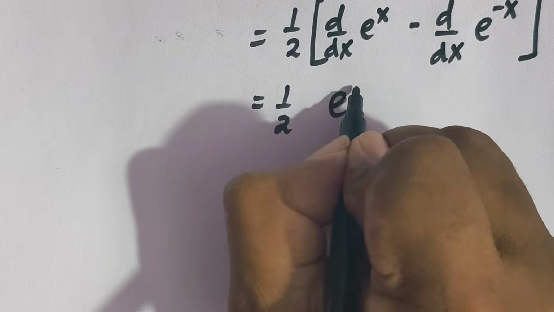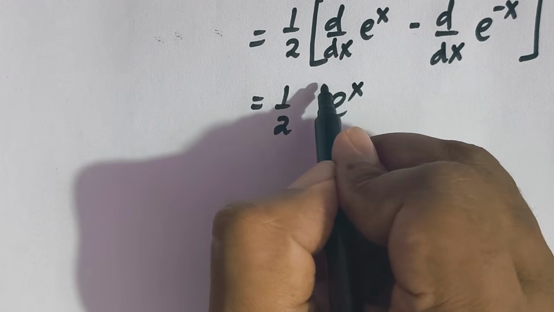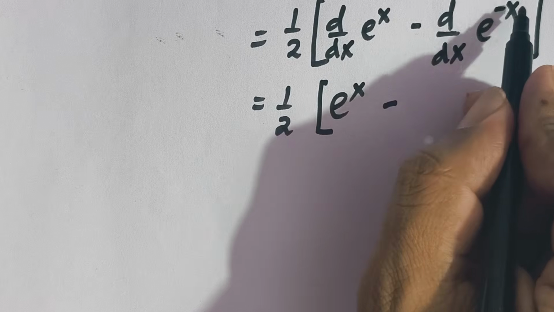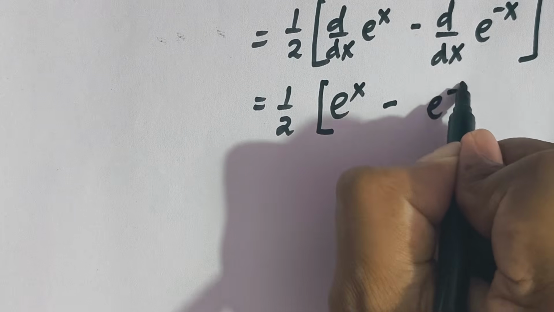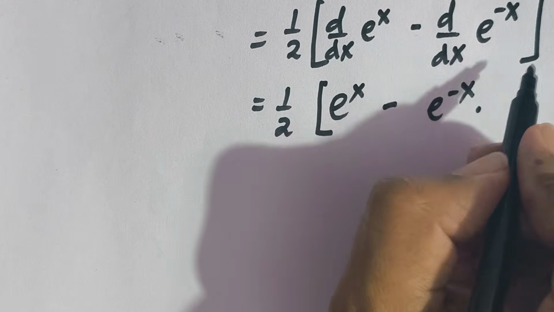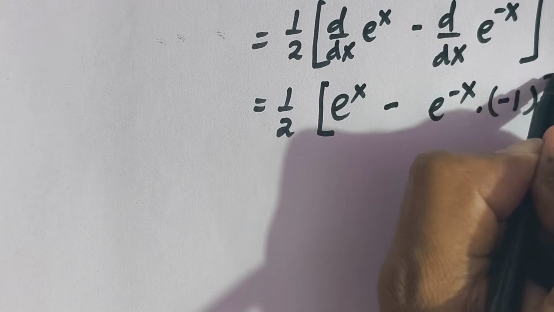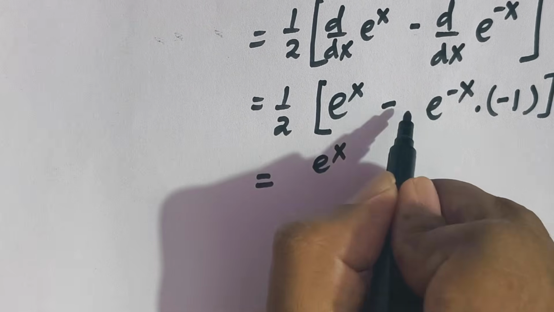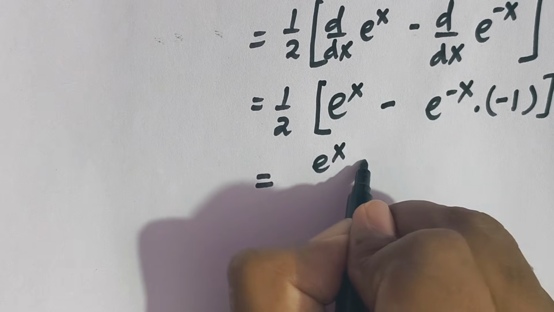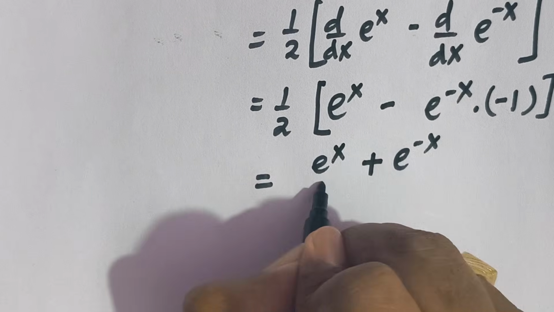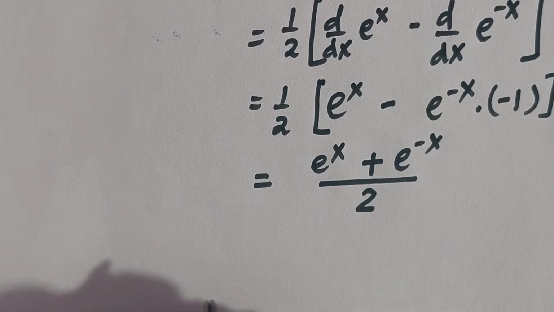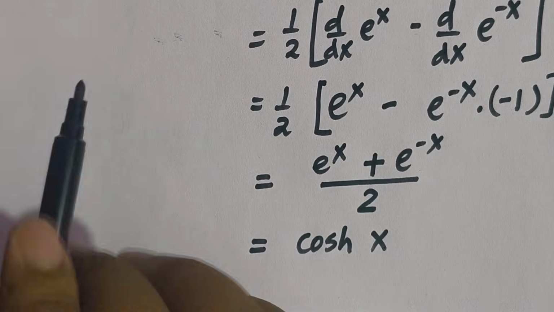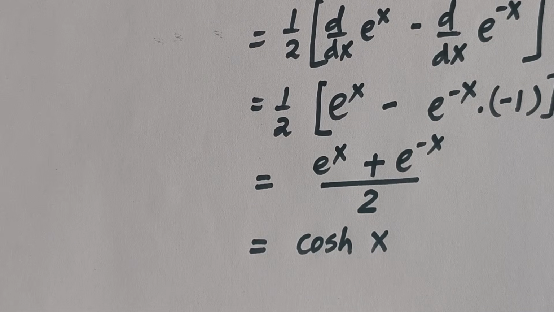What is this one? This one is e to the power x. Derivative of e to the power x is e to the power x. Here we will apply the chain rule. Derivative of e to the power minus x is e to the power minus x, then derivative of minus x, which is minus 1. So we have e to the power x, this minus minus multiplied becomes plus e to the power minus x, whole divided by 2. So this is cosine hyperbolic x. So the derivative of hyperbolic sine is hyperbolic cosine.